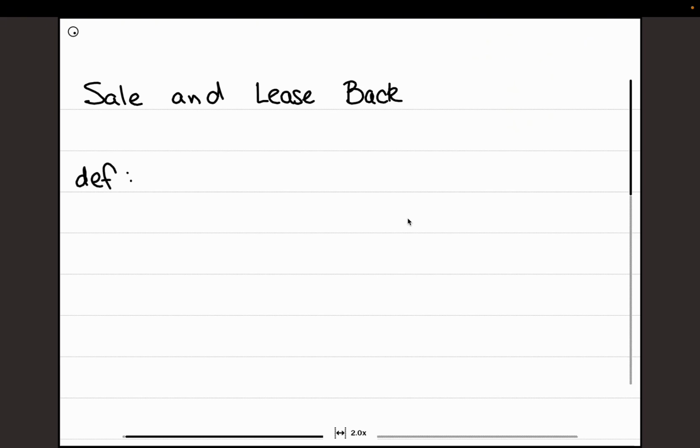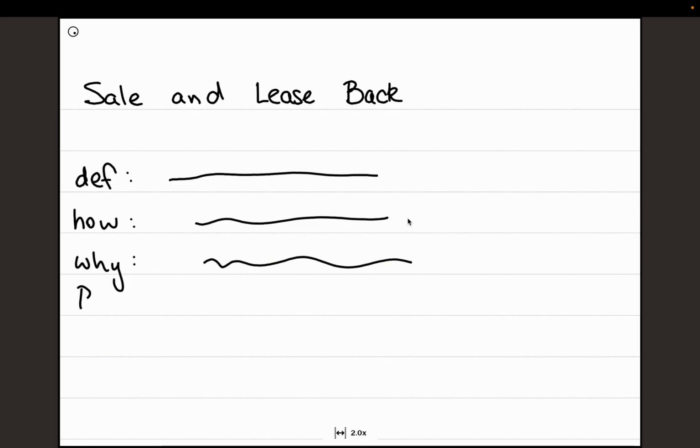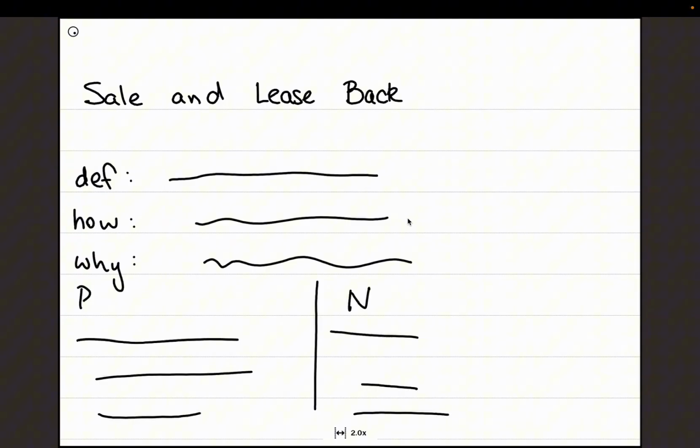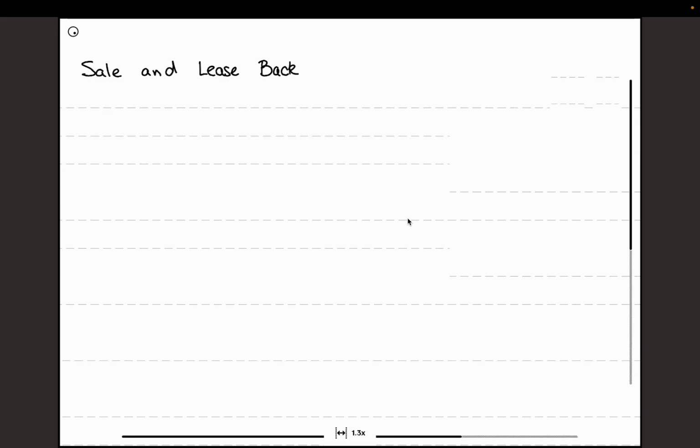That's fine. So I like to do definition, and I'd write the definition, then I'd go how, how can a business do it, why can a business do it, and then I would just list in sort of a table format my positives and my negatives. So that's how I would take notes. Now let's actually go through some content. So, I'll make it a little bit smaller.